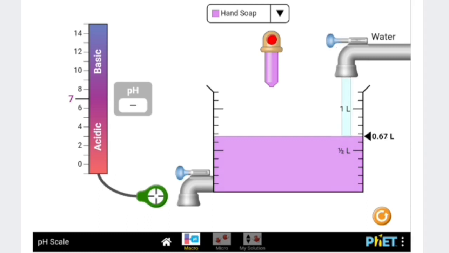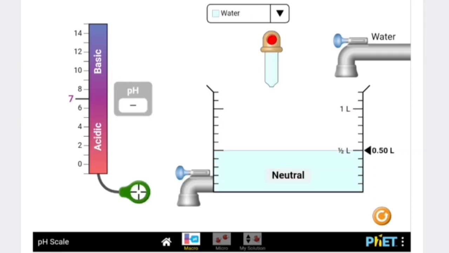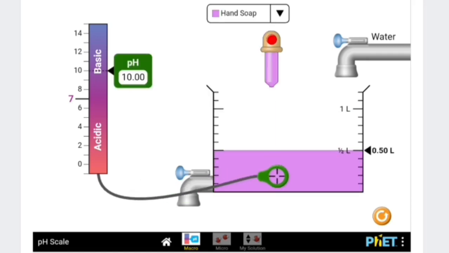What happens when we add water to the solution? Will the alkalinity increase or decrease? Let's find out using the PhET simulation just on the screen. Interesting. So we see that the alkalinity reduces when water was added to the solution. Again, look at it. It was 10.0. The closer it is to 14, the more alkaline the solution is. So at 14, the substance is highly alkaline. Right.